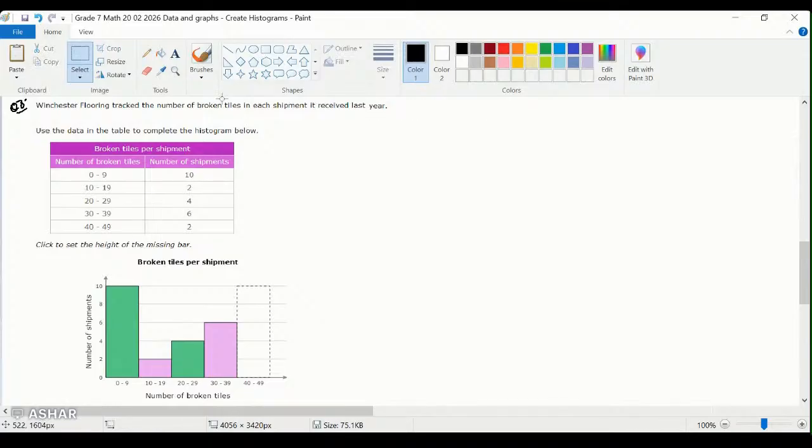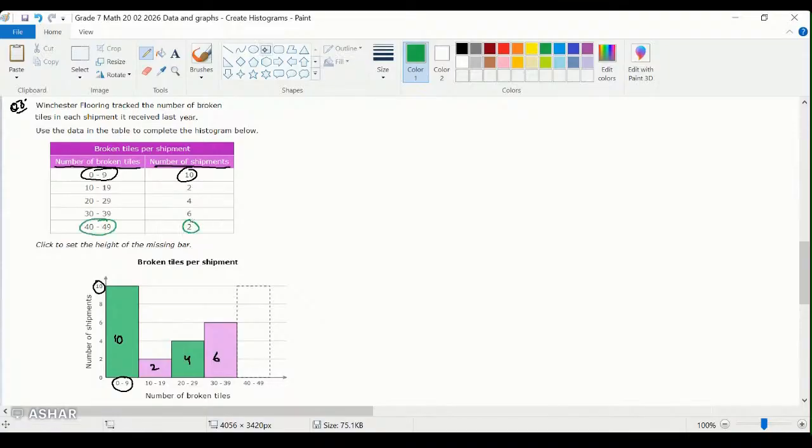We do not have to count the number of possibilities. They have made the grid already for us. All we need to do is put down this information. They're showing us the number of broken tiles and number of shipments. Let's confirm: between 0 and 9, there were 10 shipments, right? 10 and 19, 2 shipments. Then 4 shipments, 6 shipments. So what should be the last one? Between 40 and 49, there were just 2 shipments.